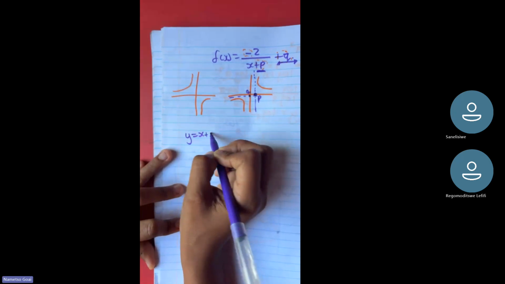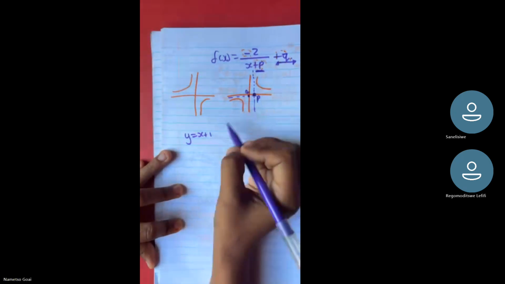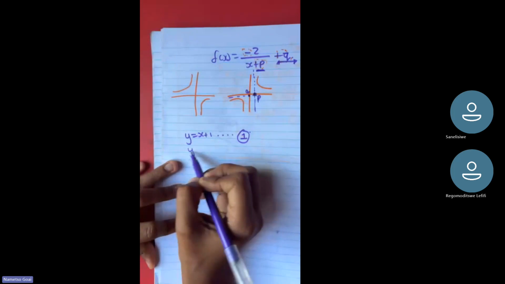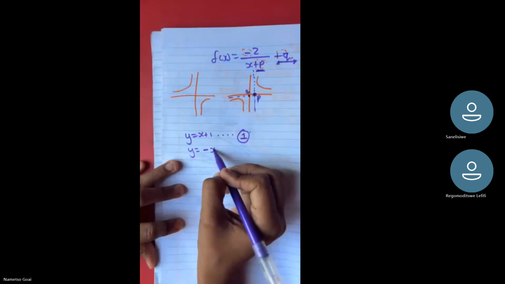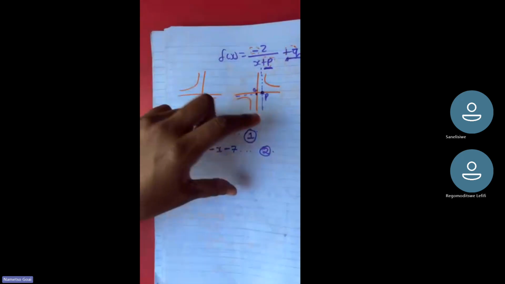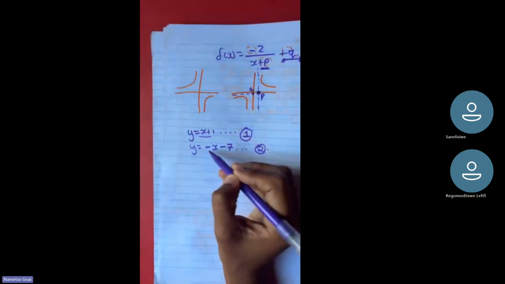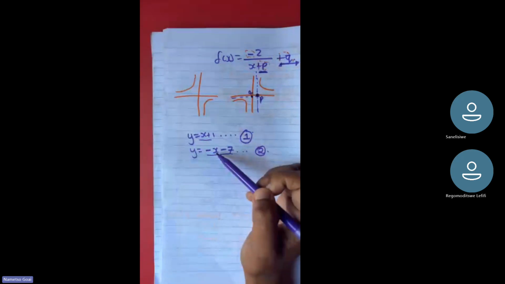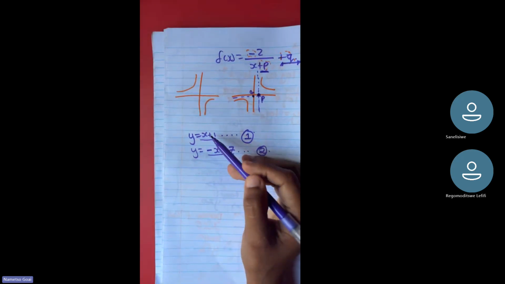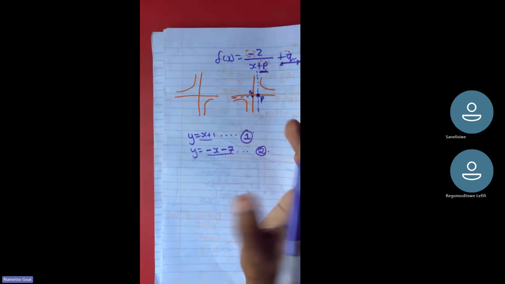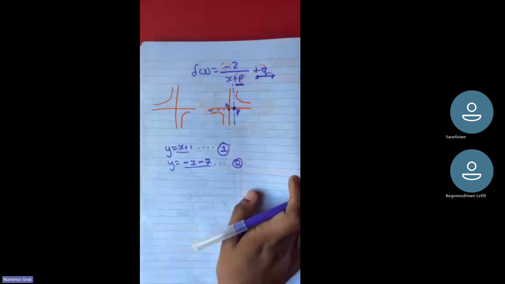We're given y equals x plus 1, let's make this our equation 1. And we're also given y equals negative x minus 7, let's make this our equation 2. Because we want to find the point of intersection, we can equate these two together. Remember, these are our axes of symmetry. If we equate them, we will find where they intersect, and where they intersect is the asymptote. Do you guys get that?